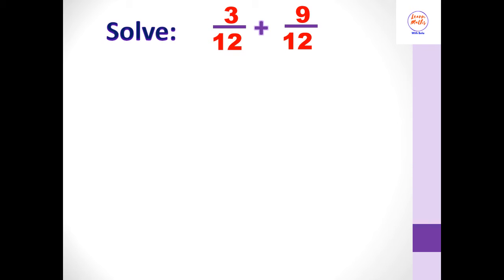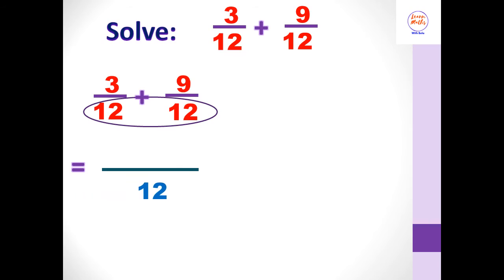Don't forget, we are first checking out the denominators. The first one, the denominator is 12. The second one, the denominator is also 12. So good, we know that it is a like fraction. Then how do we add a like fraction? By first taking one of the denominators as our LCM. And don't forget I said LCM means lowest common multiple. So lowest common multiple.